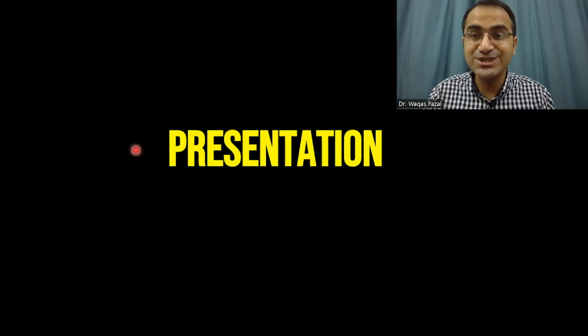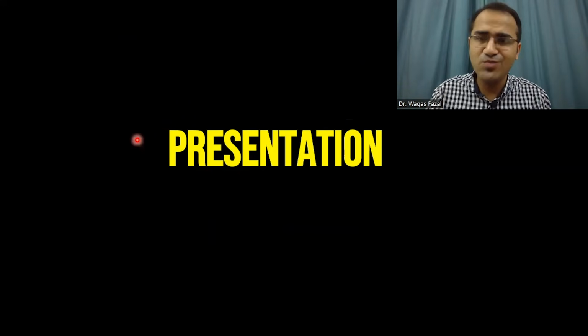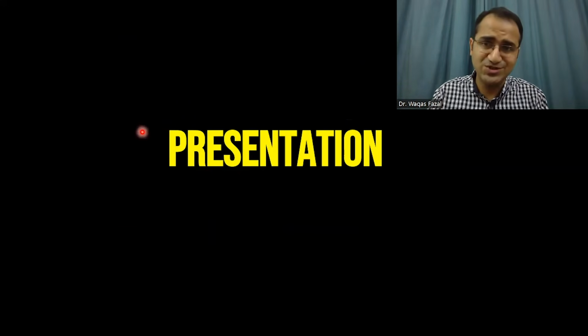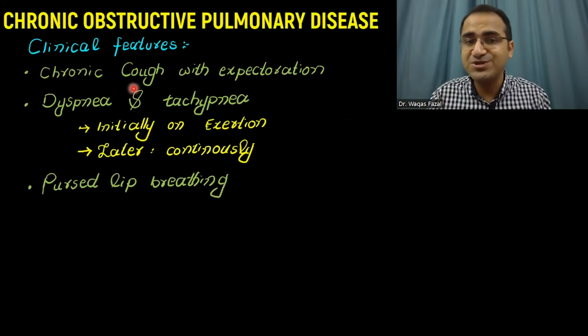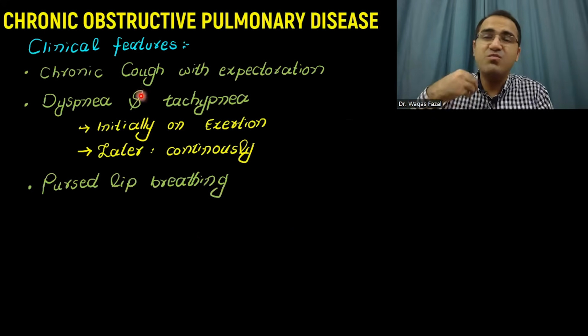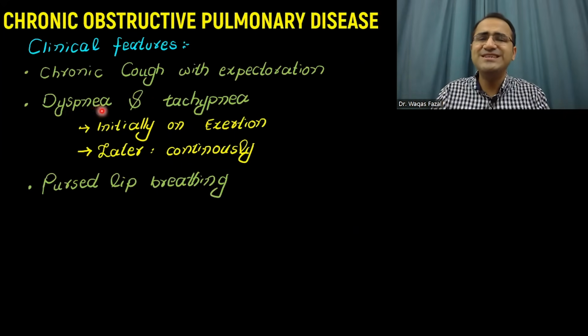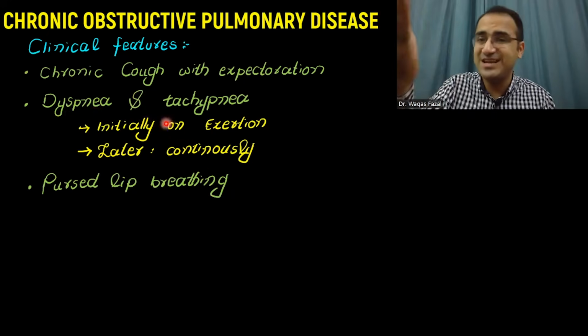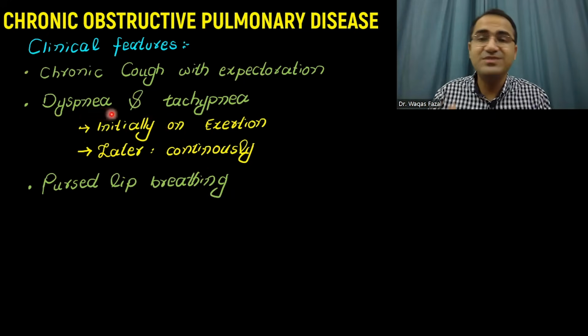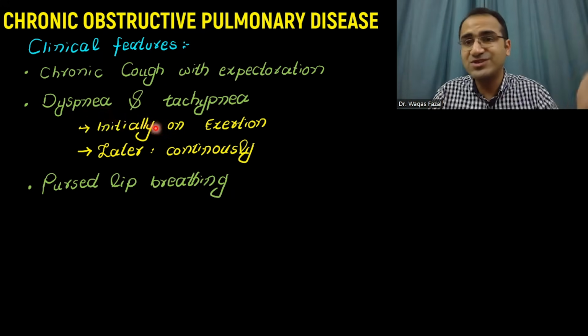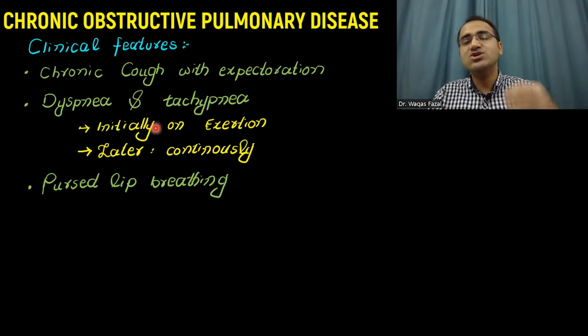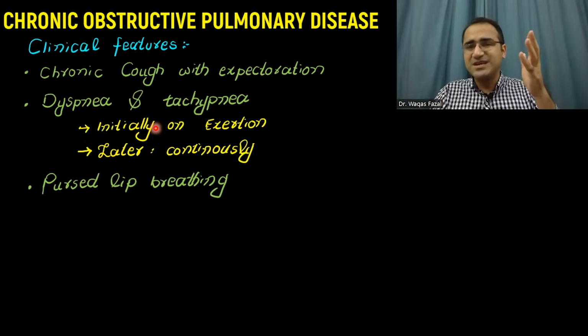Now, coming to the presentation of a patient with COPD, a COPD patient will have a long history of tobacco smoking, and now the patient has developed a chronic cough with a mouth full of sputum. There will be dyspnea, tachypnea, even on slight exertion. The patient will be dyspneic, short of breath, and initially it will be only present on exertion, and later on in the later stages, the patient will have continuous dyspnea.